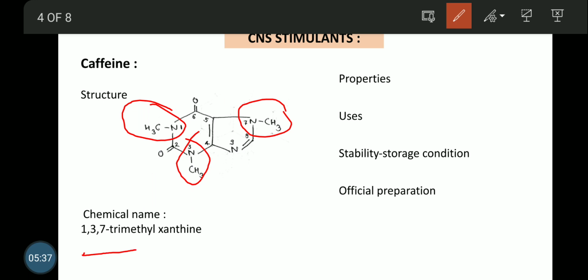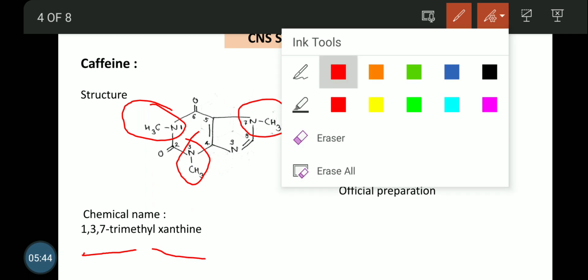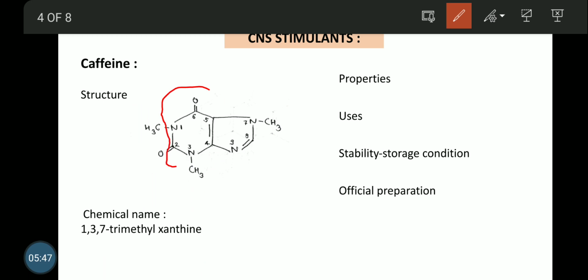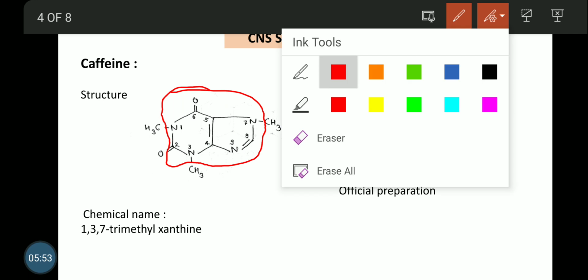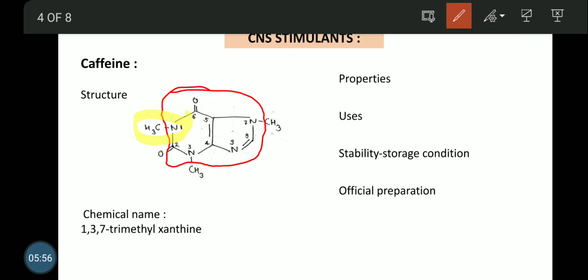Therefore the chemical name is 1,3,7-trimethyl, and at the last, the name of the basic structure, xanthine. See, this is your structure of xanthine. In the structure of xanthine, at first position, third position and seventh position methyl groups are present. Hence we write the chemical name 1,3,7-trimethylxanthine. Properties: it occurs as white crystalline powder, odorless, and a bitter taste. It is sparingly soluble in water, slightly soluble in alcohol.